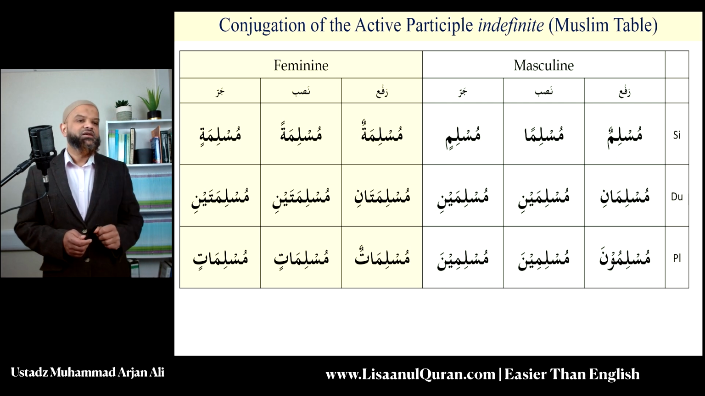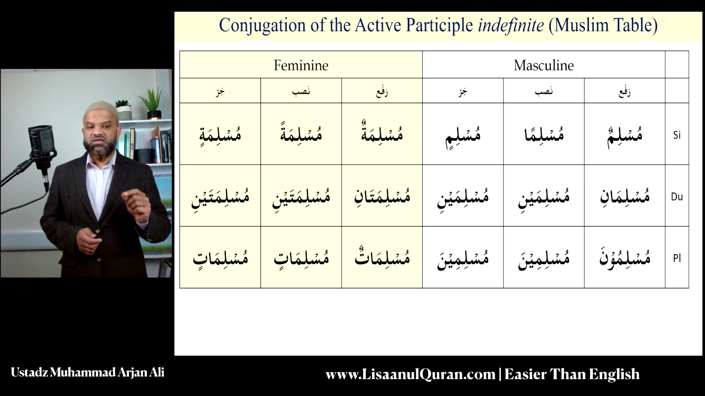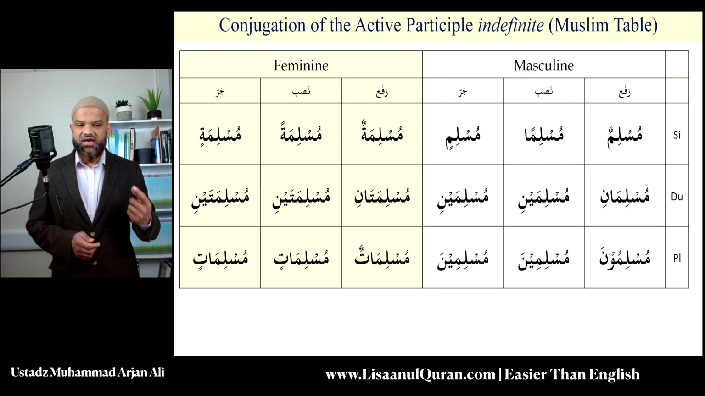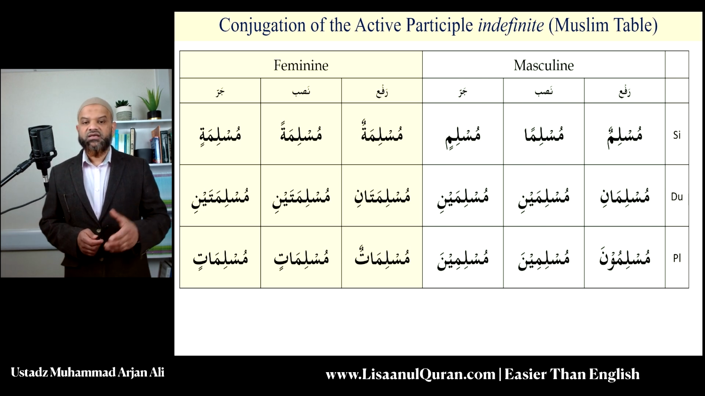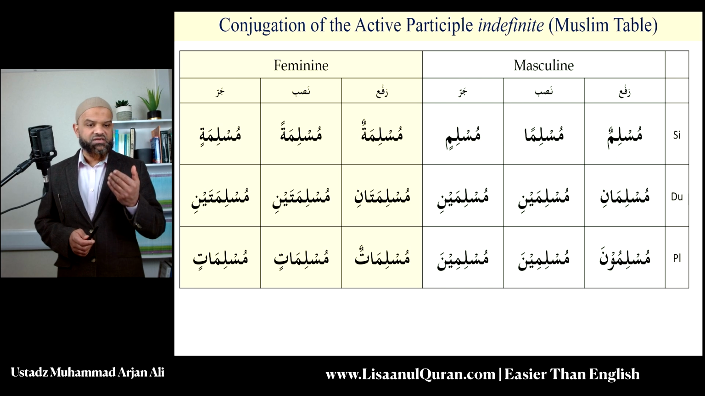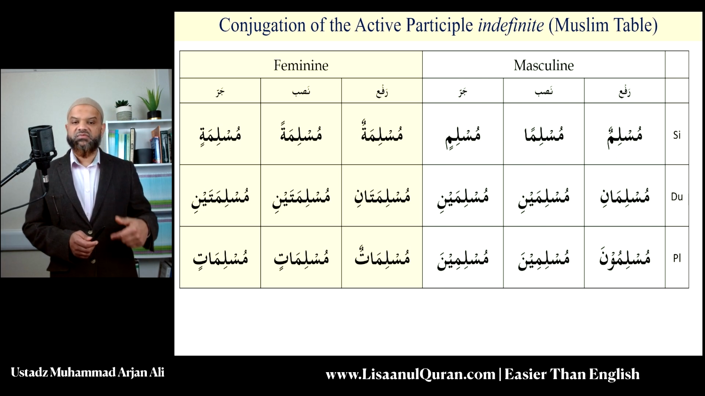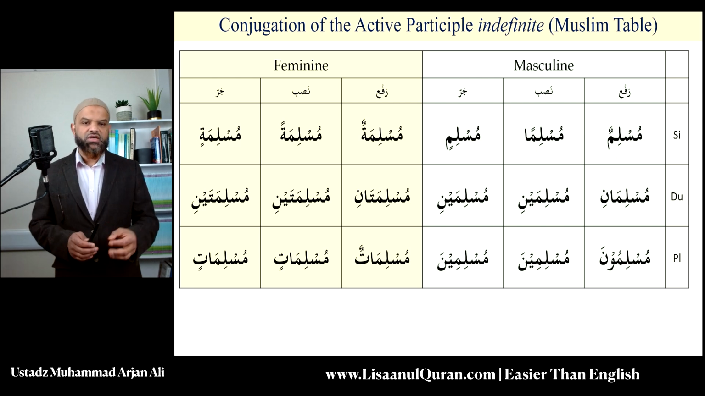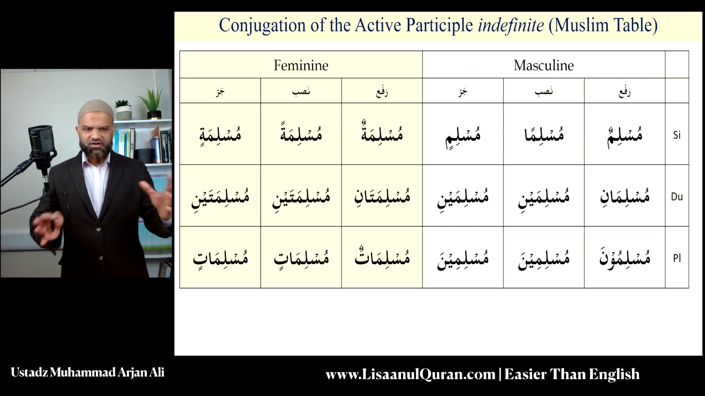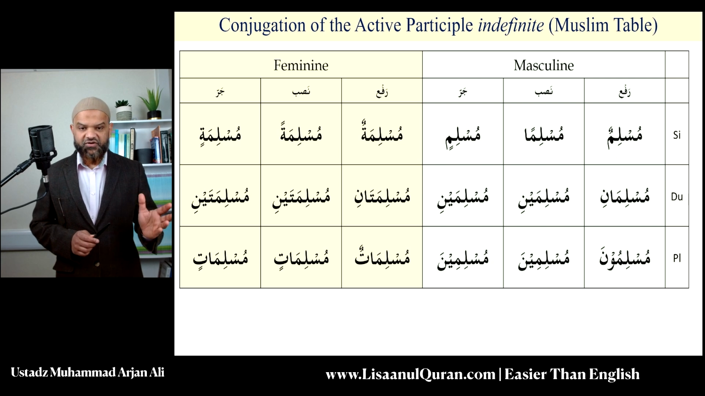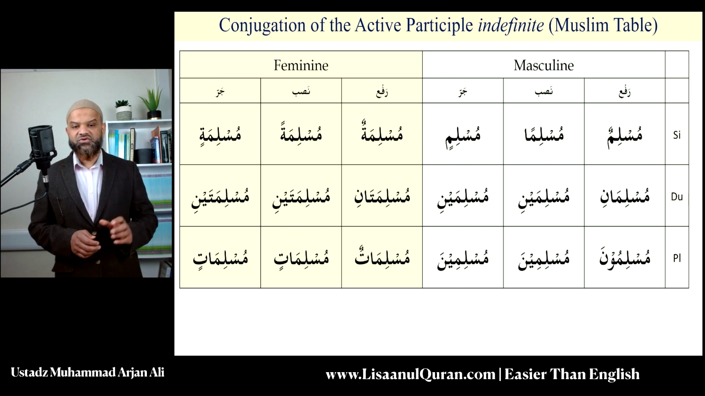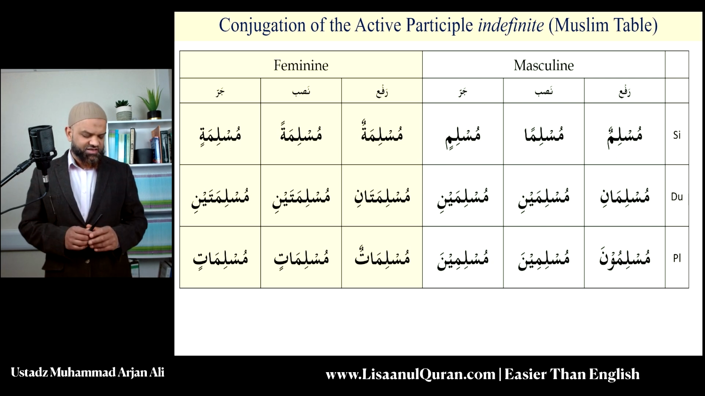So we have Muslimun, Musliman, Muslimin, Muslimani, Muslimaini, Muslimuna, Muslimina. Then we have Muslimatun, Muslimatan, Muslimatin, Muslimatani, Muslimataini, Muslimatun, Muslimatin. 18 words from the word Muslim. And now, alhamdulillah, you can see that. And I did ask you to memorize this table back to front. You really need to know this table inside out. It will help you with a lot of Arabic study, inshallah.